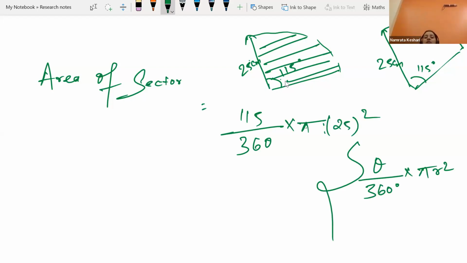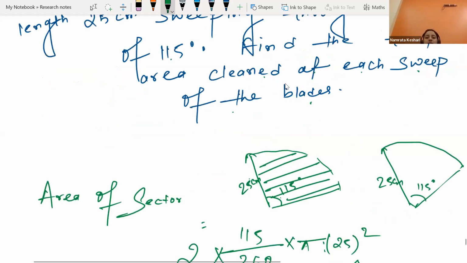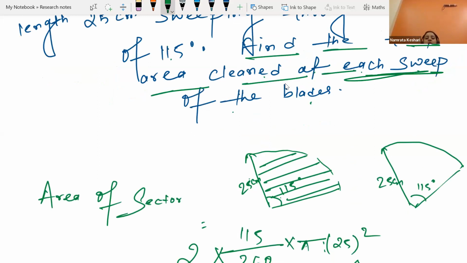Here we have two blades working together, so we'll be multiplying by two initially, and that will be the area. Find the total area cleaned at each sweep of the blades. Both are working, so in each sweep what is the total area they are covering? We'll be able to find it from here.